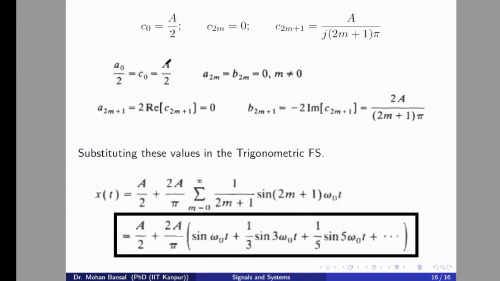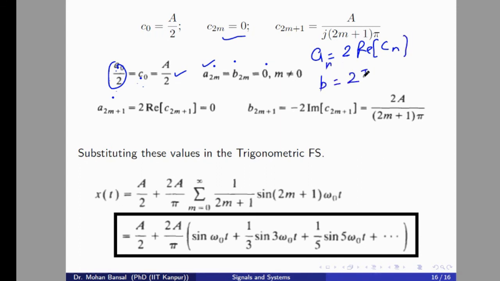Now, how can we represent the trigonometric Fourier series from the complex exponential Fourier series? For that, a0 divided by 2 is equal to c0, that we know from the expression. c0 is a0 divided by 2, so a0 divided by 2 is equal to c0, which is A divided by 2. And we know a_n is twice the real part of c_n, so a_2m equal to 0, because c_2m is also 0. a_n is nothing but twice real of c_n.